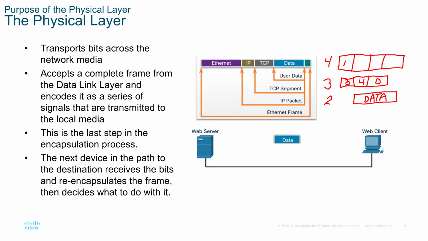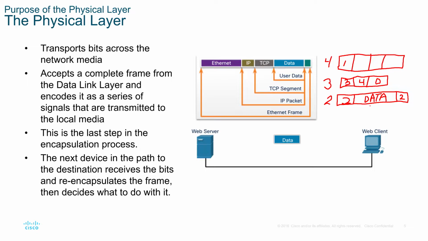At layer 2, depending upon the technology that we are using, we would add on some type of layer 2 heading, as well as usually a trailer encompassing a frame check sequence to see if the frame arrived correctly. This is all then sent down to the physical layer.